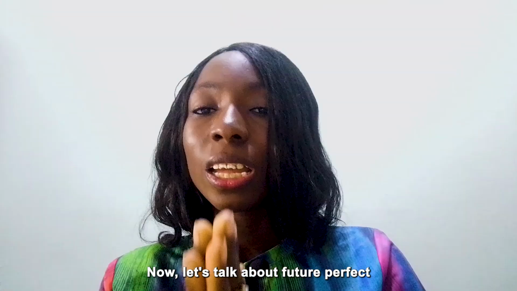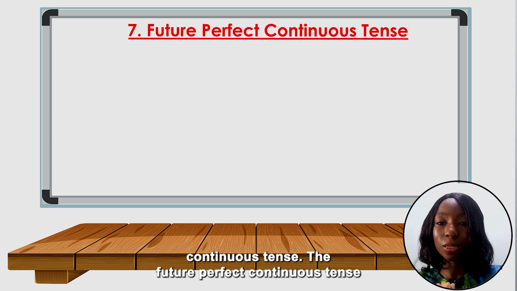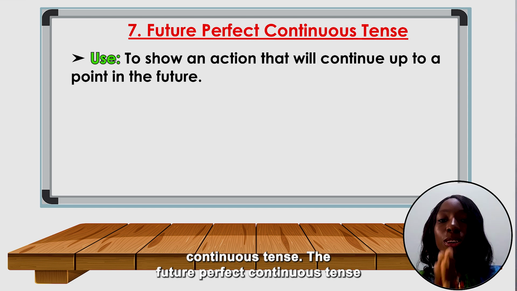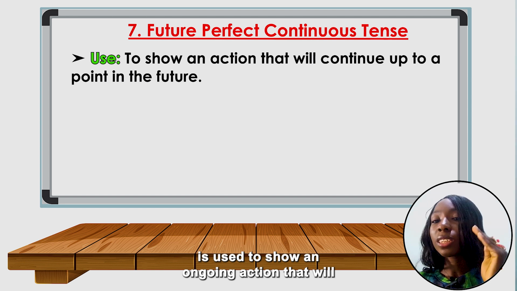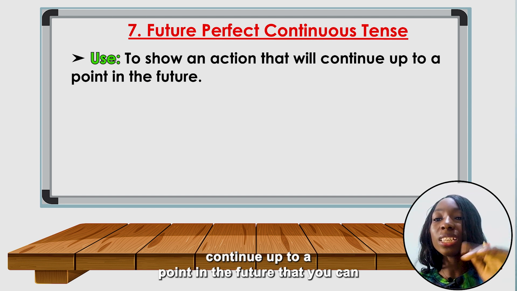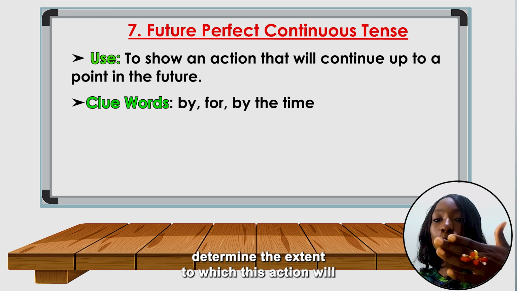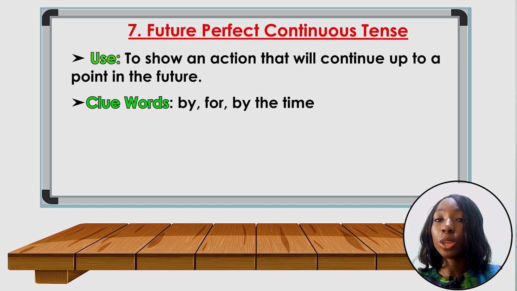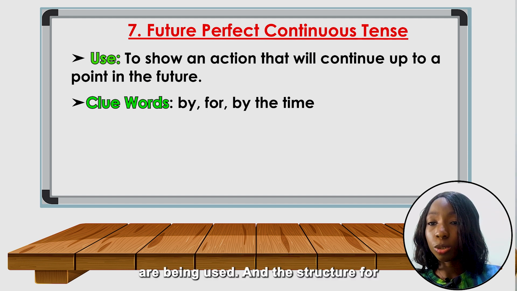Now, let's talk about future perfect continuous tense. The future perfect continuous tense is used to show an ongoing action that will continue up to a point in the future. That is, you can determine the extent to which this action will go. Therefore, words like by, for, by the time are being used.